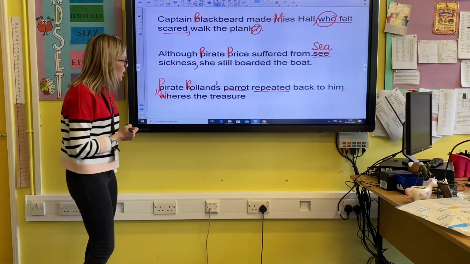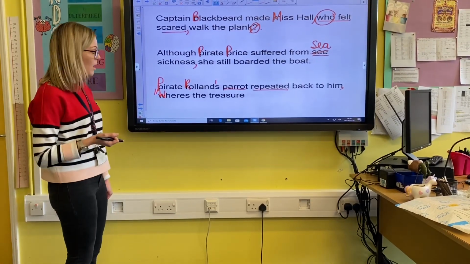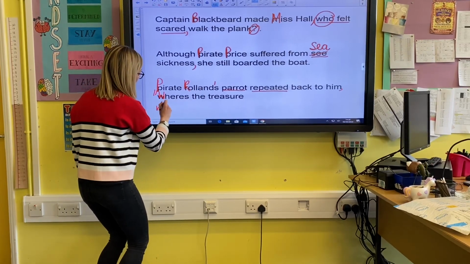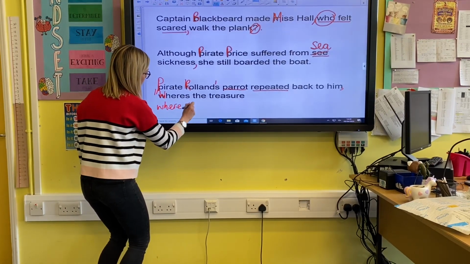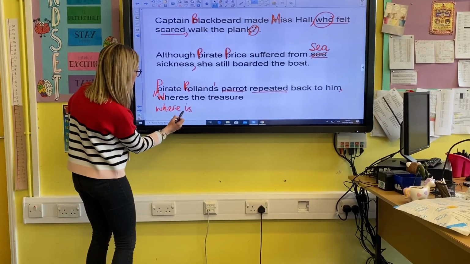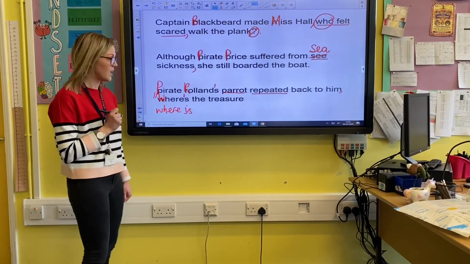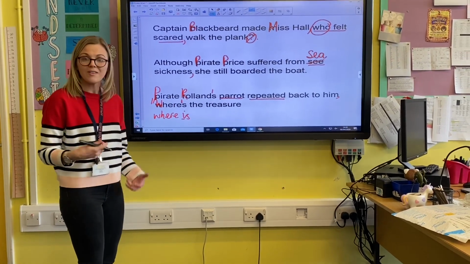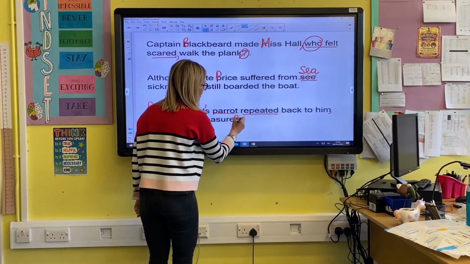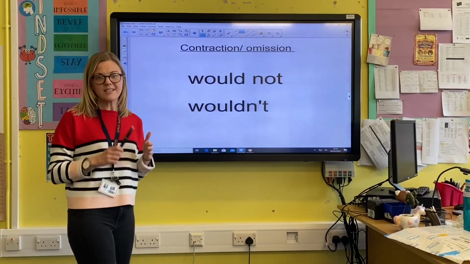Now, where's, we've noticed actually, these are going to link to our topic today, looking at apostrophes for omission and contraction. This is being contracted from where is. So where is the treasure? Now we've omitted the letter I, so in its place we need to put our apostrophe. Where's the treasure? Again, that's a question. So we need to correct that by putting a question mark and then close it with our inverted commas.